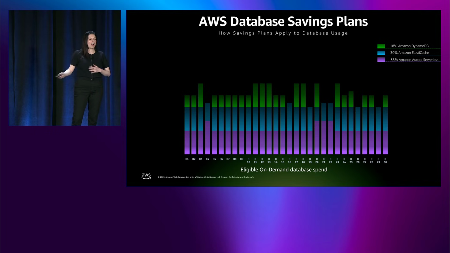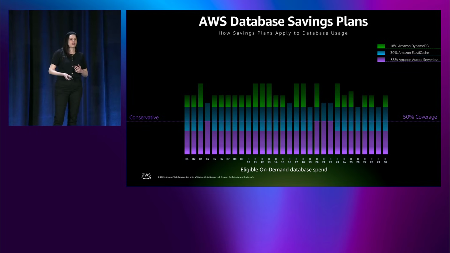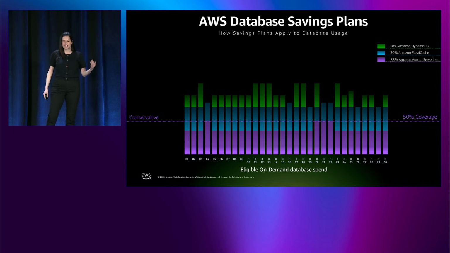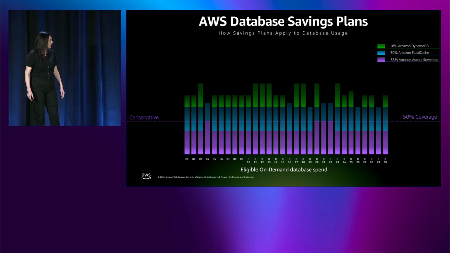So you say, I have all these different services running. How much should I buy? How should I decide what to buy? You can start with a conservative purchase of 50% coverage. It's a great start. If you have no savings plan currently in your environment, you just start with something and cover 50%. In this case, we're covering all of the Aurora and most of the ElastiCache.